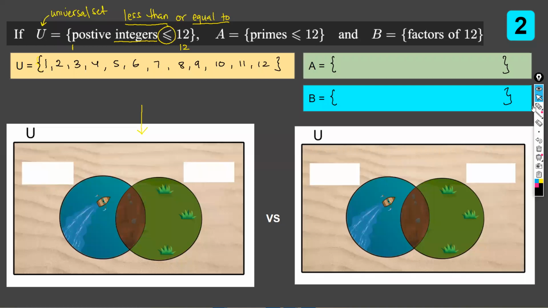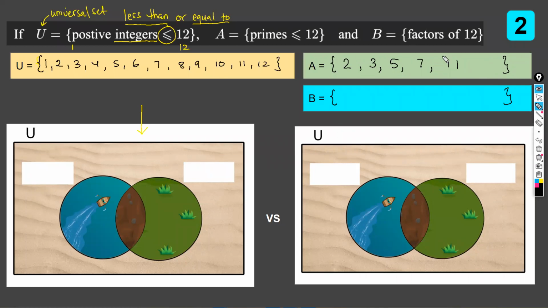Right. So prime numbers are like, well, 1 is out, 2 is a prime number, 3 is a prime number, I know 5 is a prime number, 7 is a prime number, and 11. I think 11 is the last one. Right. So those are the prime numbers.